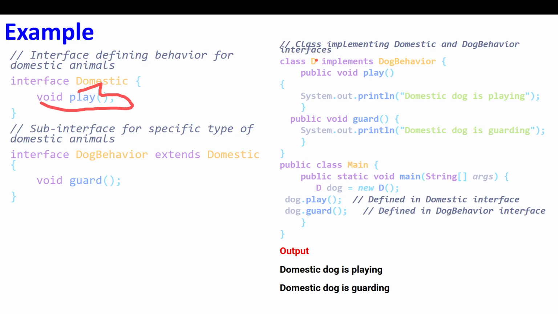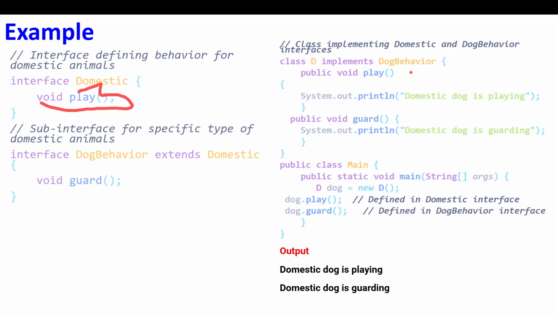Then we derived that D class which implements the behavior. That means behavior contains two classes, that is dog behavior and domestic. So from these two parent classes, these two super classes, we can derive the D classes.